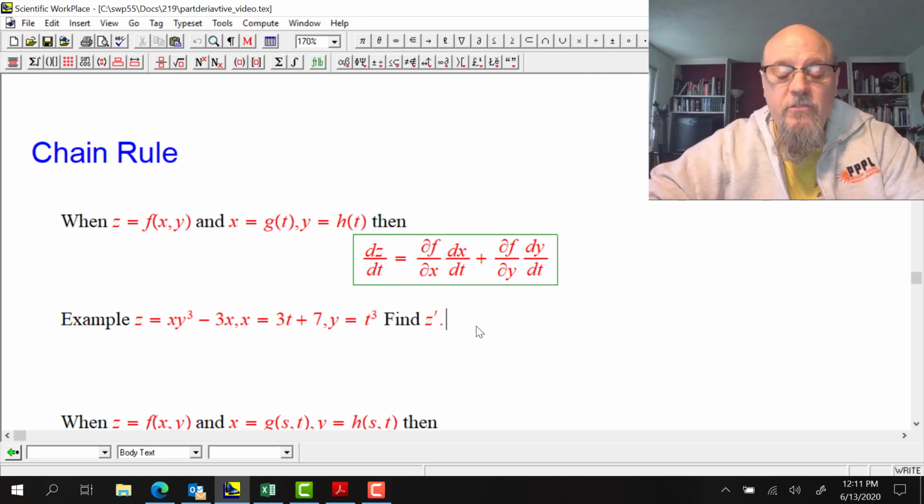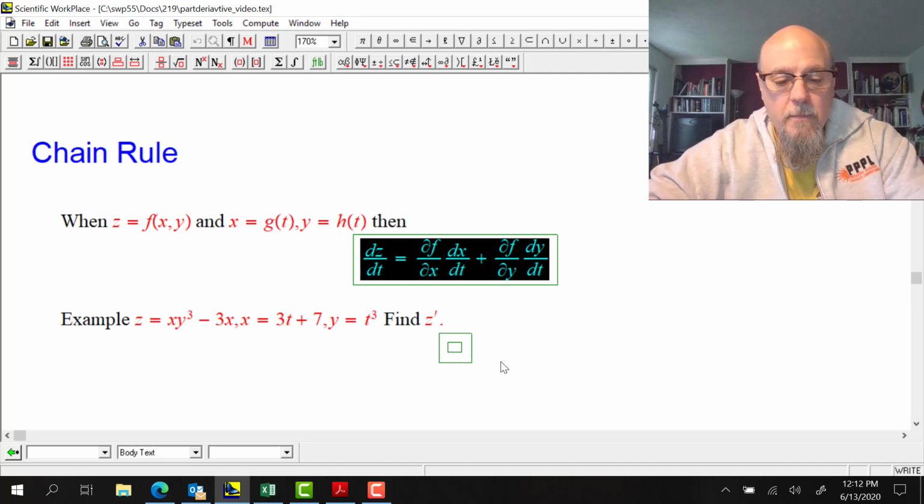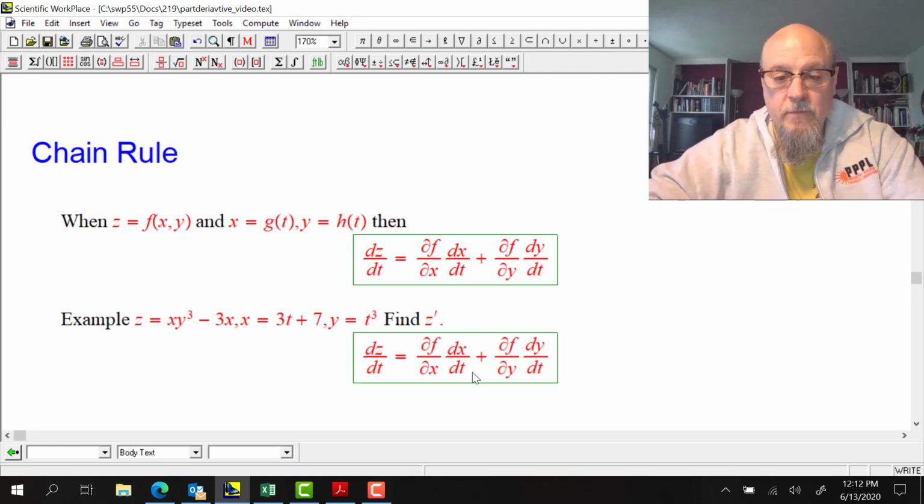Let's see this in an example. So I want to find z prime. That's unambiguous because z depends on x and y, x depends on t, and y depends on t. So when I write z prime, it's unambiguous because I'm saying what's the derivative of z with respect to the ultimate independent variable, t. So I need these pieces then.